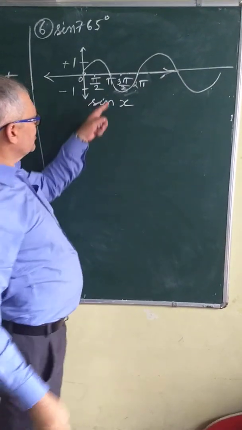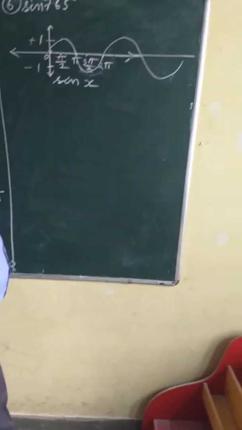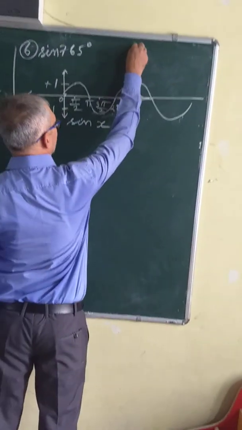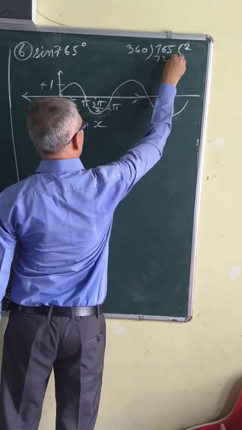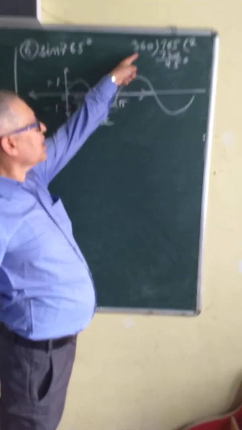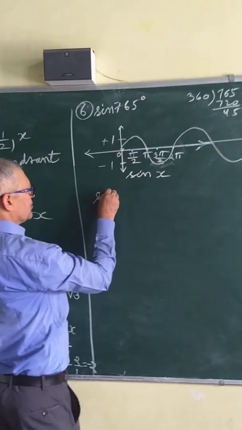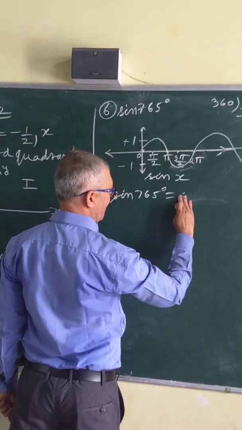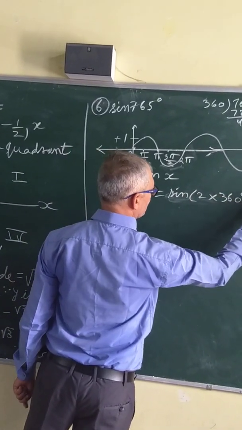So from this property we can find the value of any angle for sine. So for this we will see that it is how much more than 360. So we will divide it by 360. 360 to 720. So this is 45. So this means 2 cycles of 360 are completed and 45 angle is remaining. So this we can write as sin 765 is equal to sin 2 into 360 plus 45.